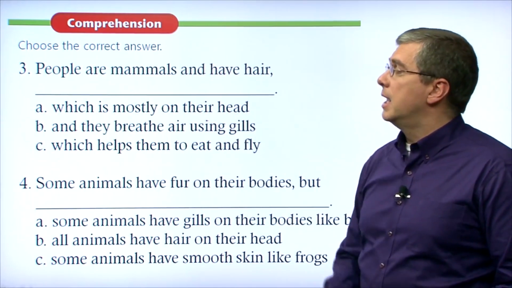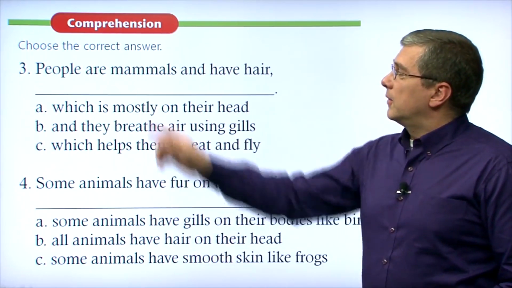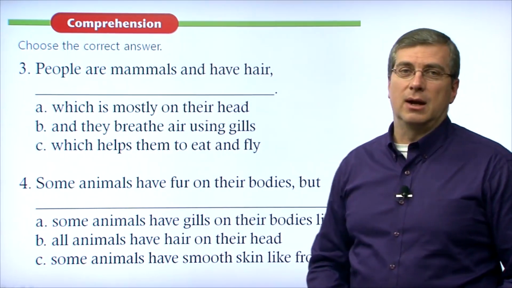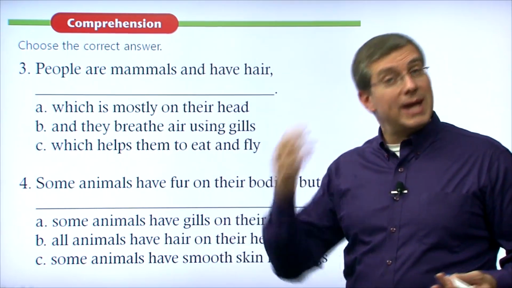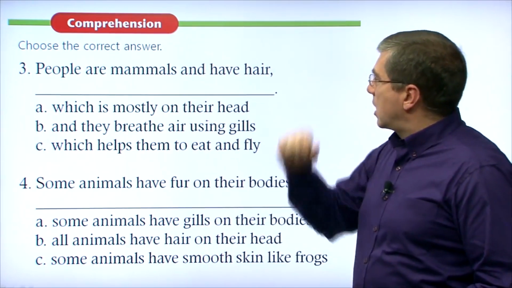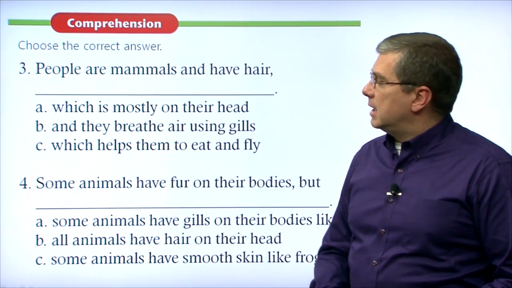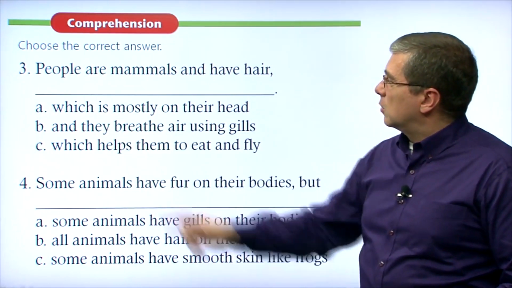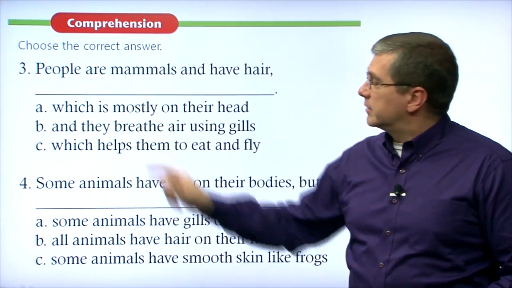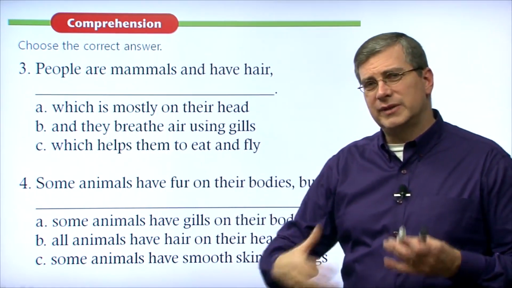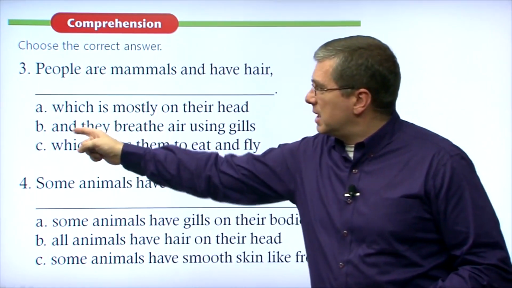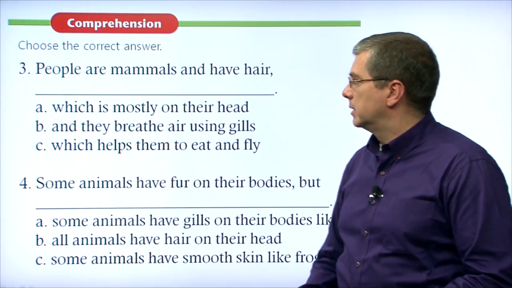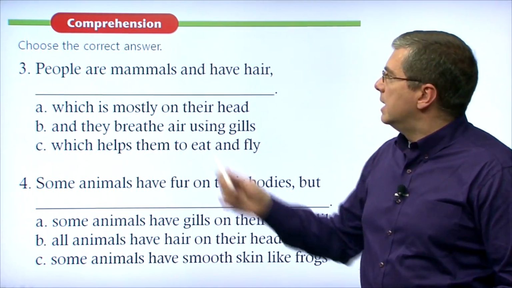So that does it for these 2 questions here. Let's move on to the next 2. The first one, number 3: people are mammals and have hair. Yep, people, we are mammals. We have hair. And then we have a comma. So we have A, B, and C. We see which on 2 of these. So which refers back to hair. So A and C will say something about the hair. B is and. So that's another detail about people. Okay, so let's take a look.